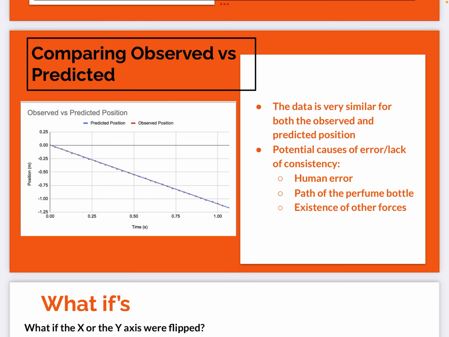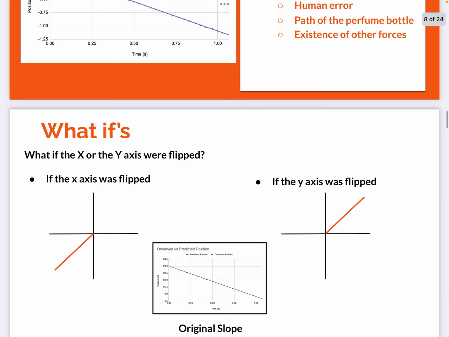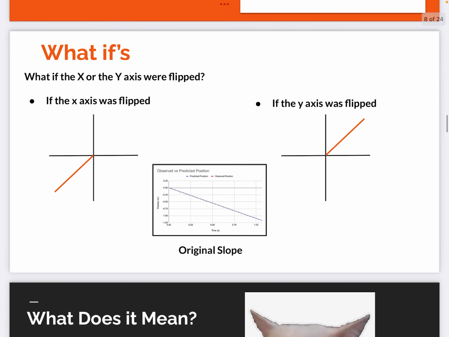In this next slide, we'll discuss the what-ifs, and the question for this lab is, what if the x or y axis were flipped? As seen in the center, the original line for the experiment goes in a downwards direction to the right, but if the x-axis were flipped, then this line would be flipped across the y-axis and now goes in a downwards direction to the left. Similarly, if the y-axis were flipped, then the line would be reflected across the x-axis, and the new line would go in an upwards direction to the right.